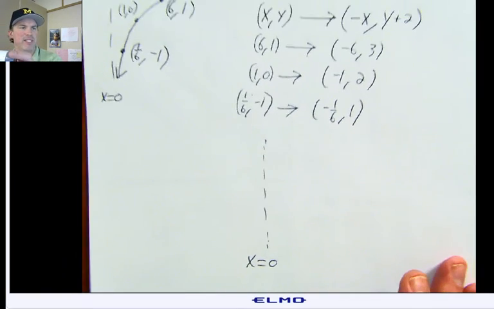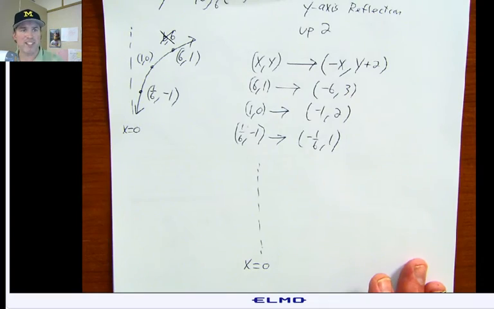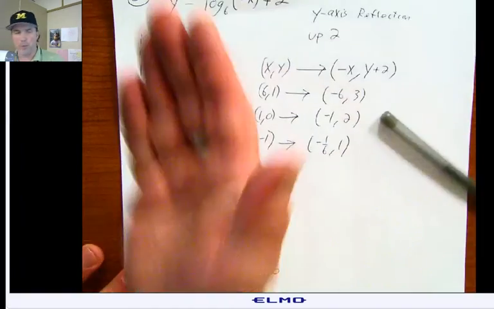Let me zoom out so we can see the entire graph, see everything going on. What's that graph look like? If it has a y-axis reflection, it would reflect this way.